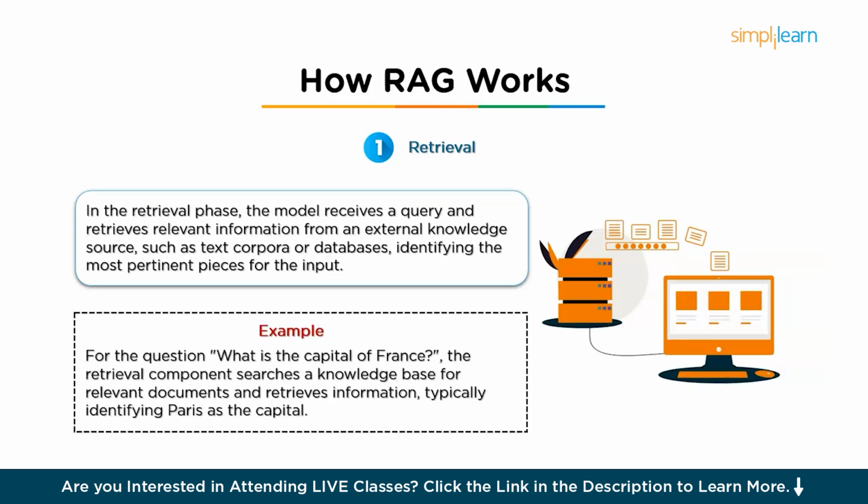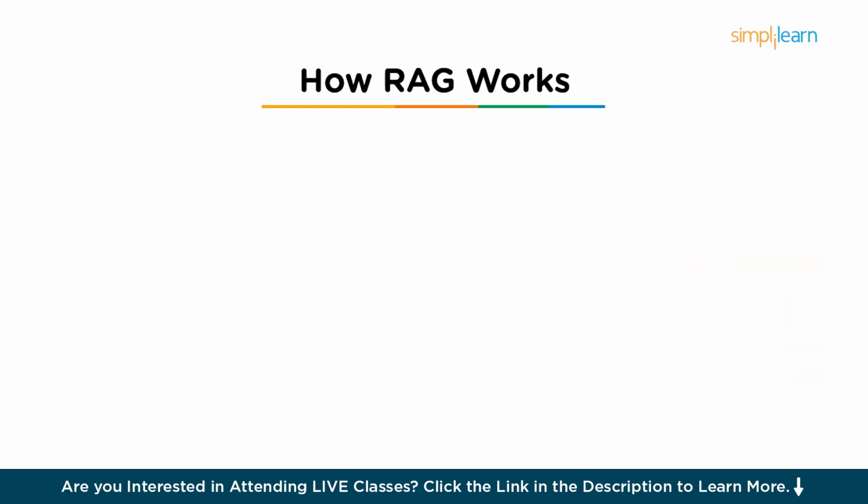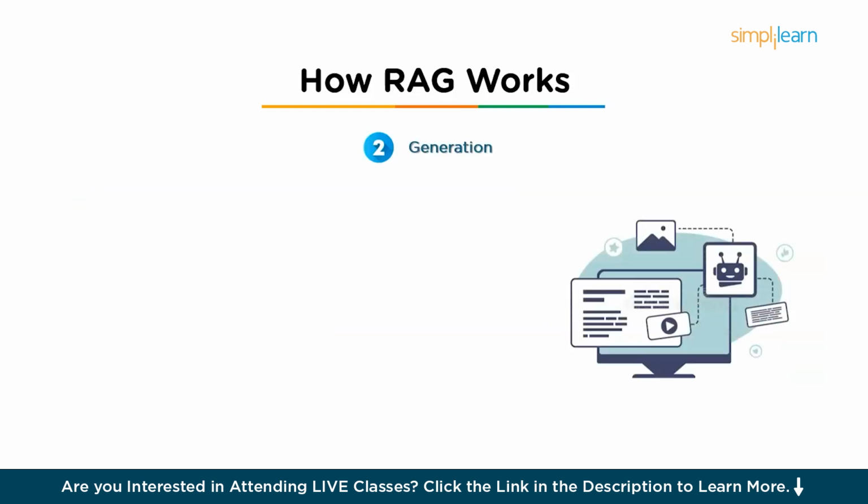For example, suppose the input is a question, what is the capital of France? The retrieval component searches a knowledge base of geographical facts and retrieves documents or passages that mention the capital of France, which would typically return the information about Paris. Now the next part is the generation part.